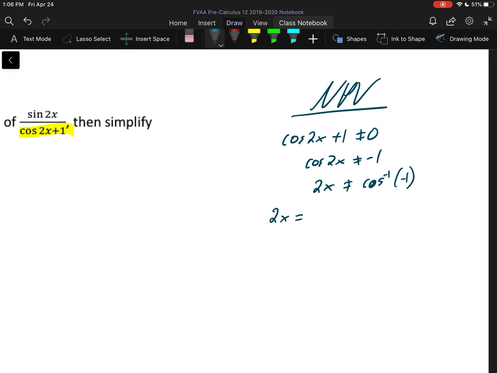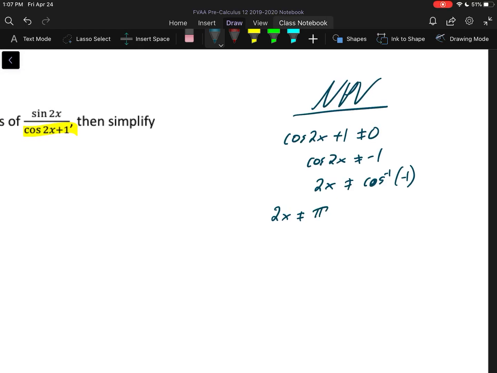So 2x cannot equal, let's take a couple things. So where is cos equal to -1? Well, within the first cycle, that's equal to pi, right? Cos is equal to -1 at 180 degrees, or pi. So this is at pi. And again, this would happen again, just so that I can get a better idea for my general equation, the next time around the circle, which would be 3 pi.